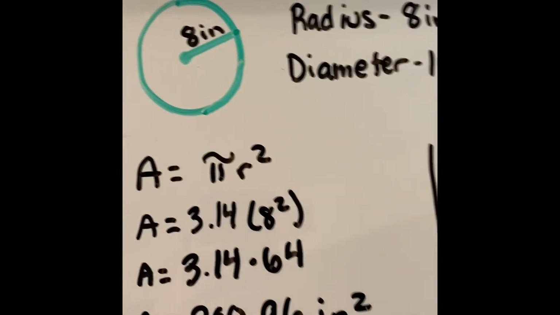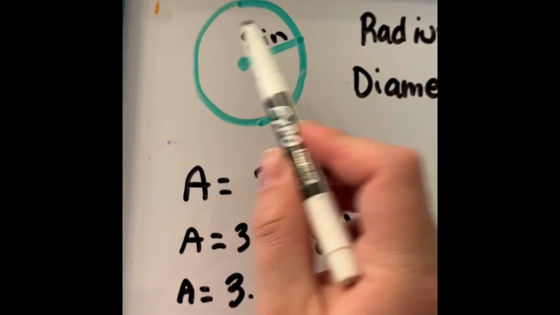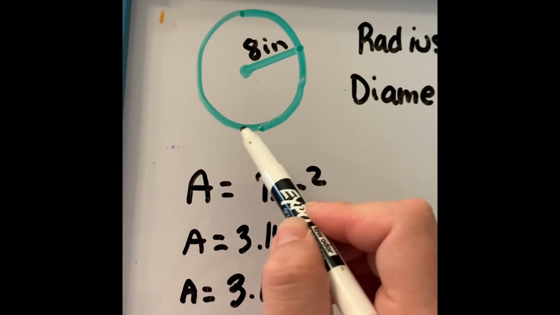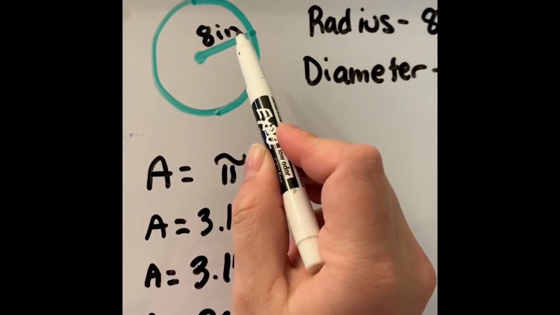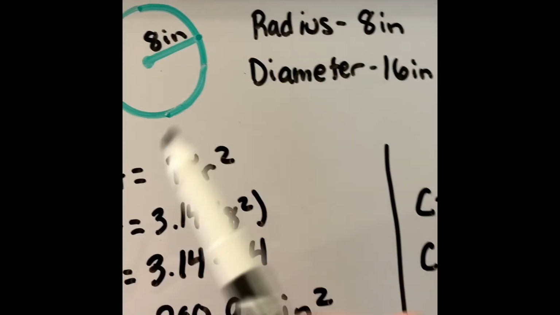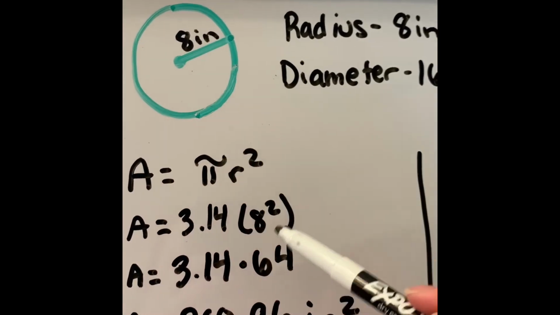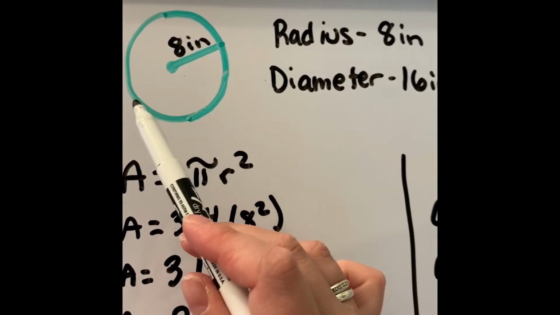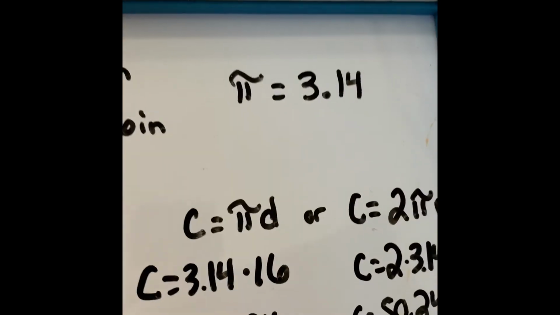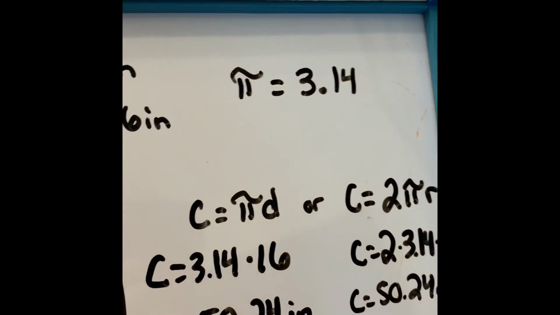So just to review, area is the area inside of the circle. Circumference is the outside of a circle. Radius is halfway across. Diameter is all the way across. And the pi symbol, we use the number 3.14.